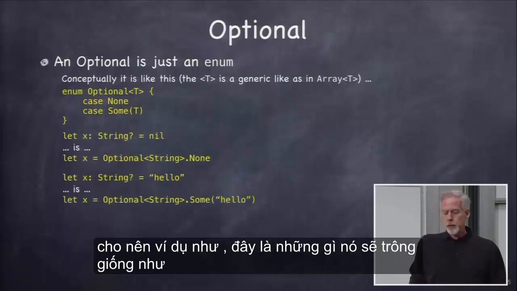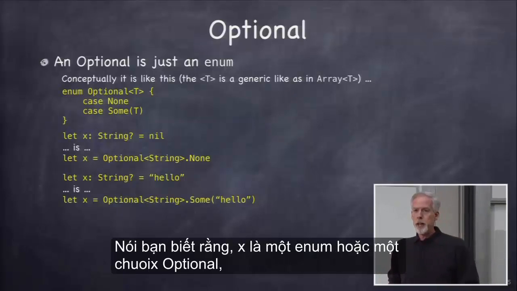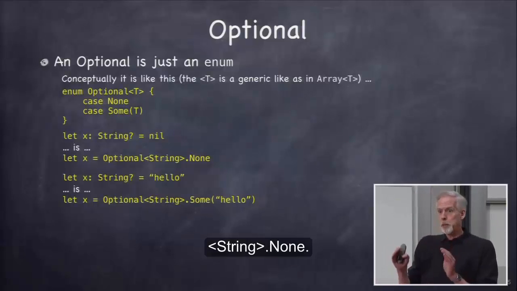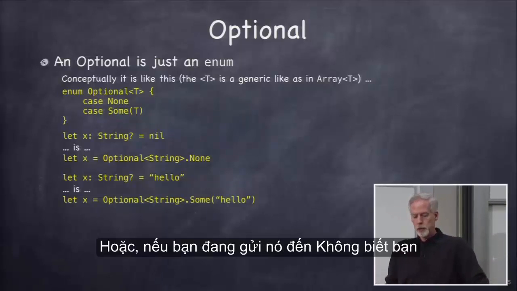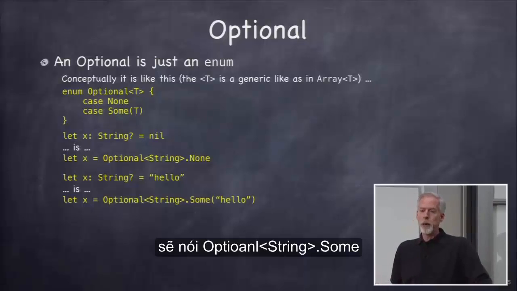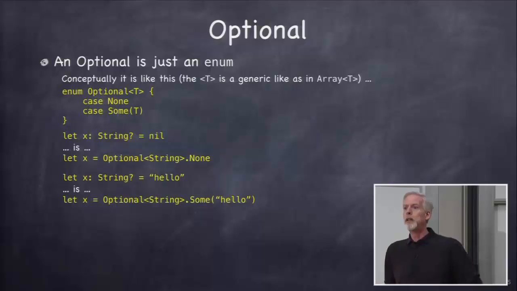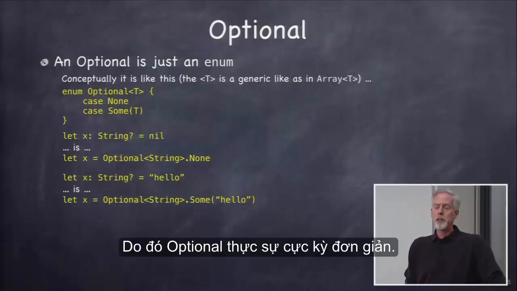And so, for example, this is what it would look like if we used the enum notation to do an optional. Saying x, which is an optional string, equals nil, would just be saying x equals Optional angle bracket String dot none. Or if you're setting it to not be none, you would say Optional angle bracket String dot some, parentheses, the associated value, which would be "hello". Does that make sense? So optional is actually super simple.